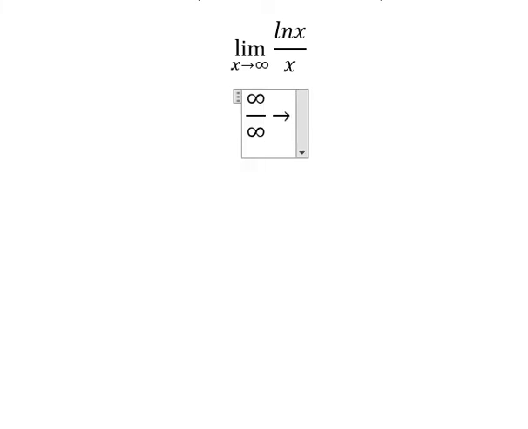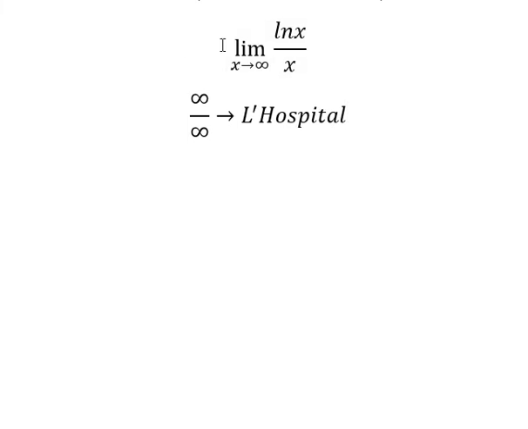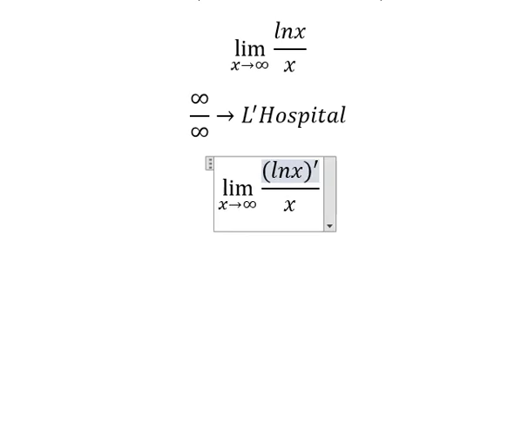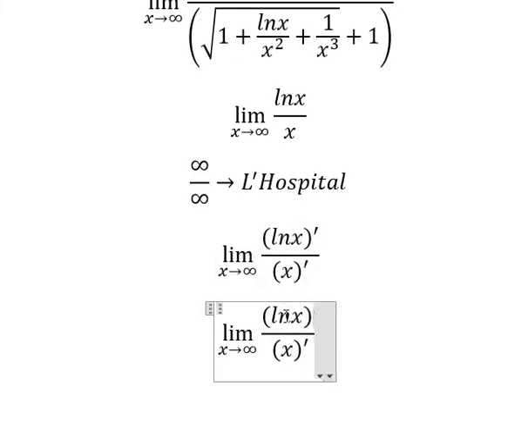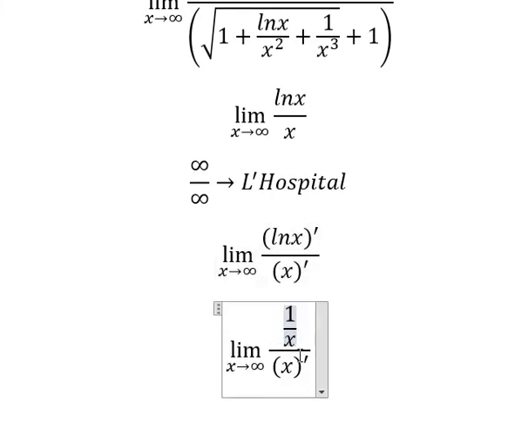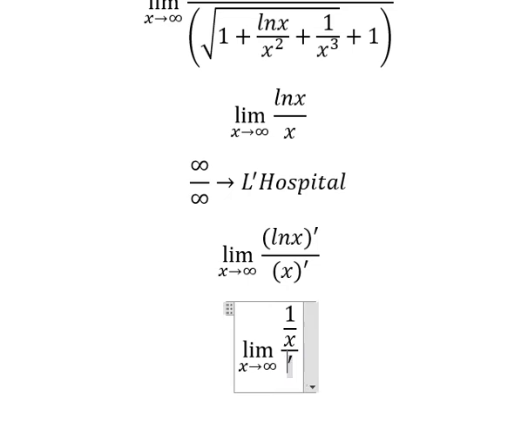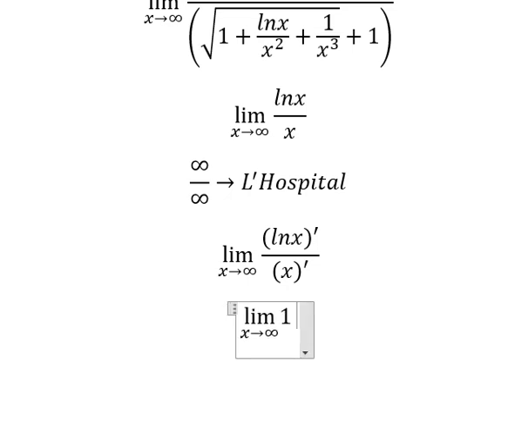So we can use about L'Hospital. That means we need to do first the derivative on numerator and denominator. So this one we have 1 over s. This one we have number 1. So we can simplify into 1 over s.